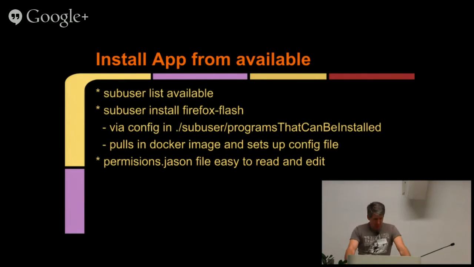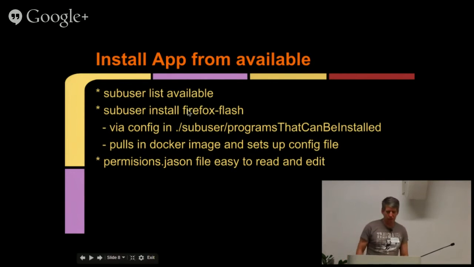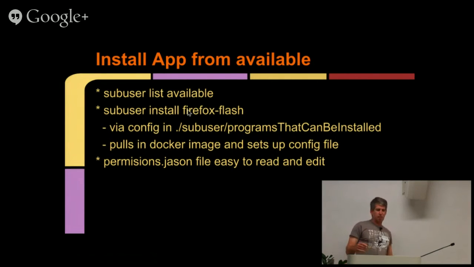To install apps that are already configured and available in Subuser, it's pretty much just subuser install Firefox. So you don't have to do very much at all. When you install Subuser, it has a list of stuff that is available, and it just finds the config file in that list. Part of that config file is a Docker build file, which pretty much just grabs Firefox, puts it in the system, makes a new image of it, and runs it.